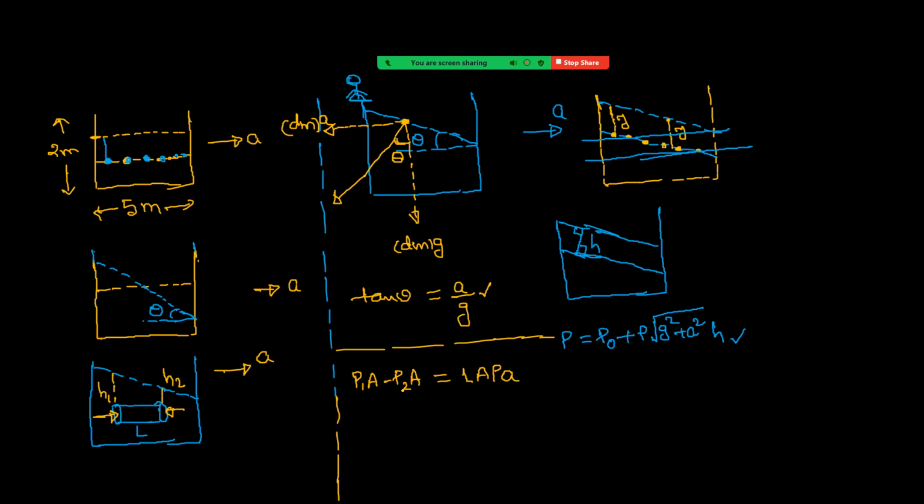So in the place of P1 minus P2, first I can cancel A on both sides. P1 minus P2: P1 is h1 rho g, P2 is h2 rho g. So it is h1 minus h2 into rho g, that is equal to P1 minus P2.